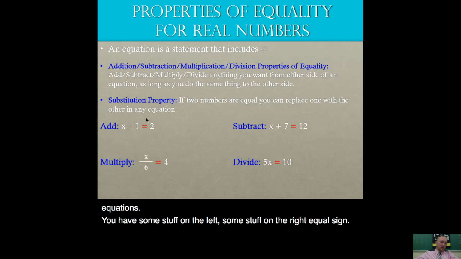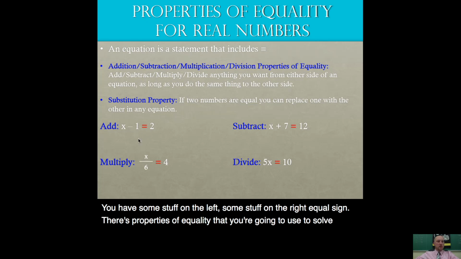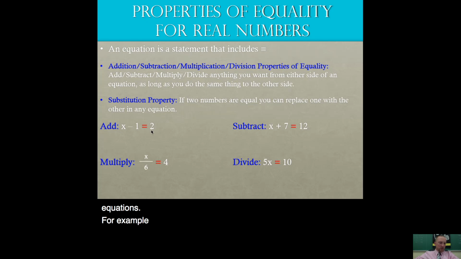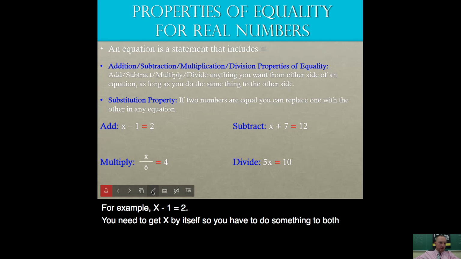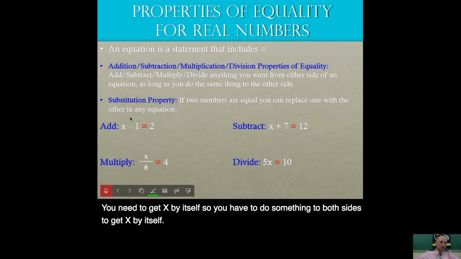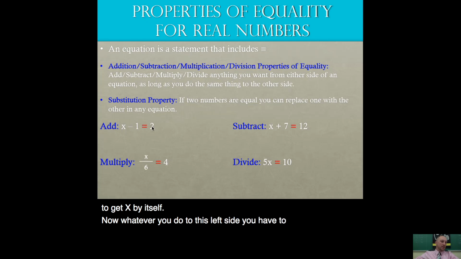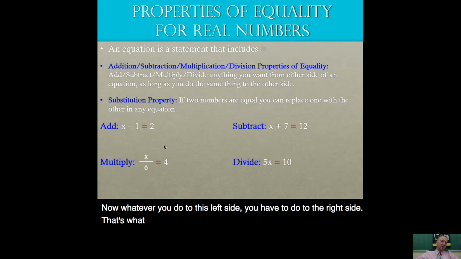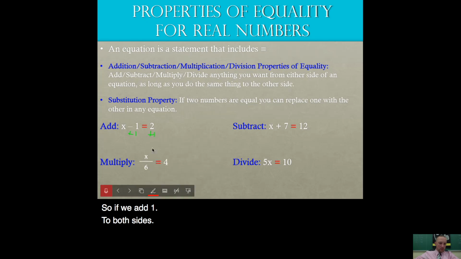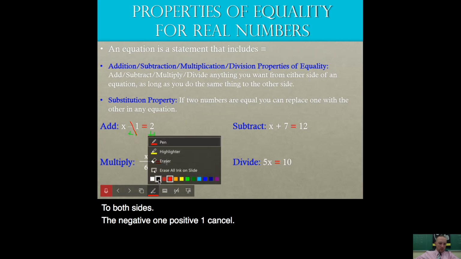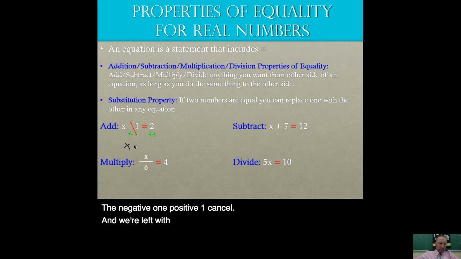There's properties of equality that you're going to use to solve these equations. For example, x minus 1 equals 2. You need to get x by itself, so you have to do something to both sides to get x by itself. Now, whatever you do to this left side, you have to do to the right side. That's what the addition property of equality says. So if we add 1 to both sides, the negative 1 and the positive 1 cancel, and we're left with just x on the left side. On the right side, we have 2 plus 1.